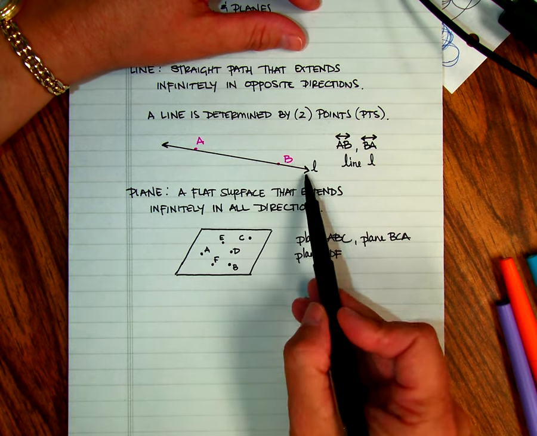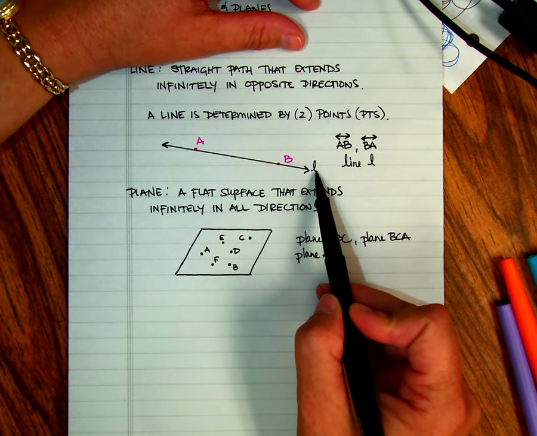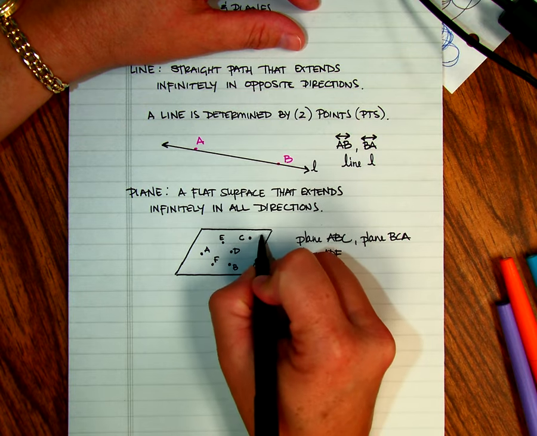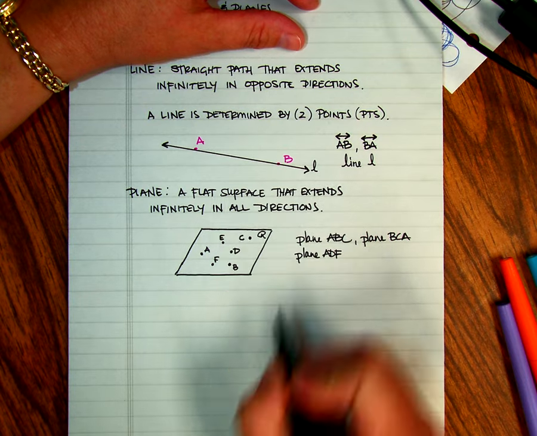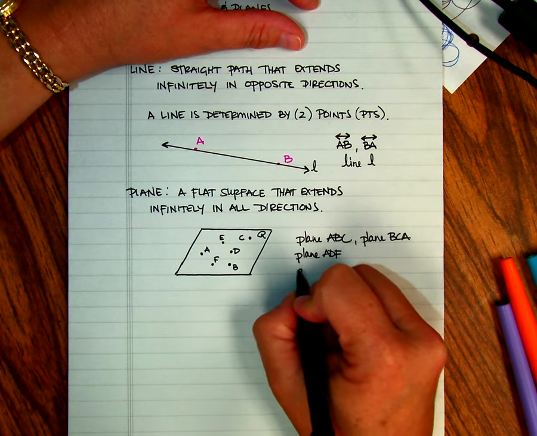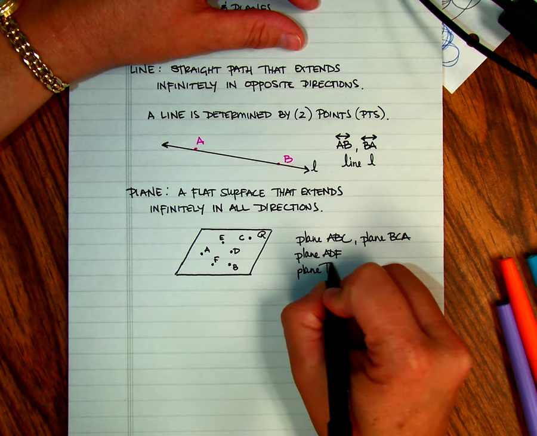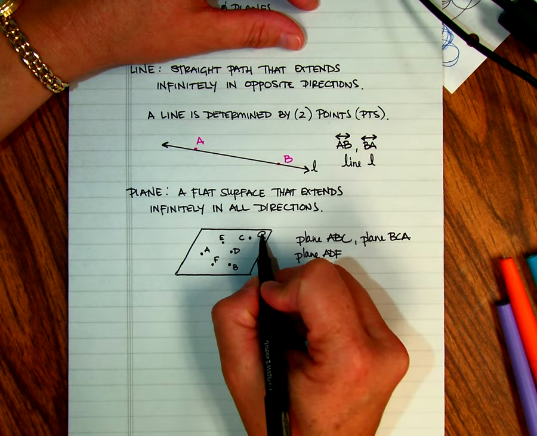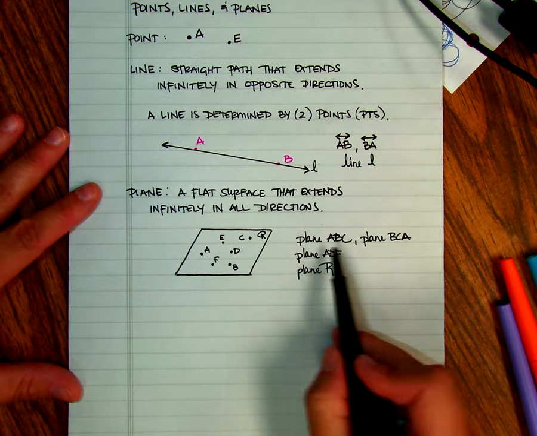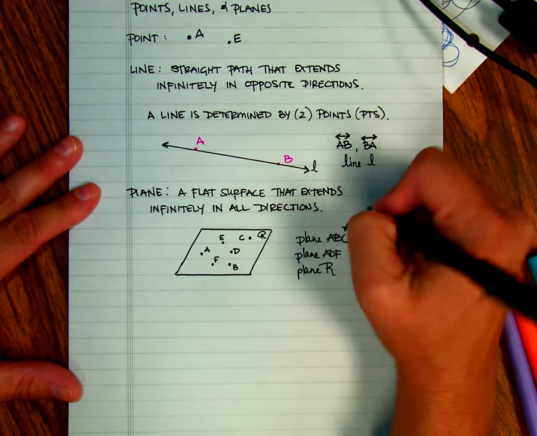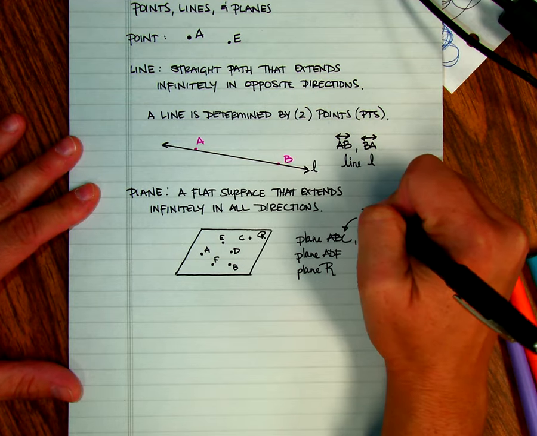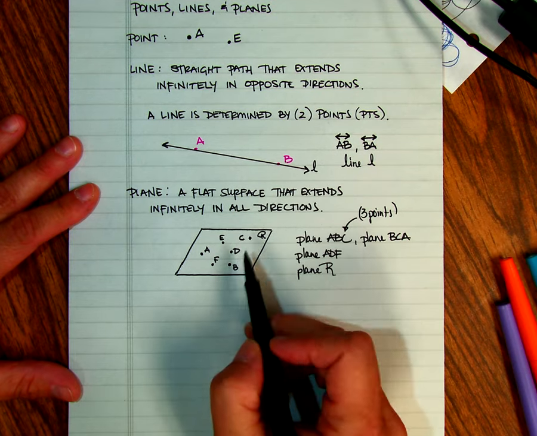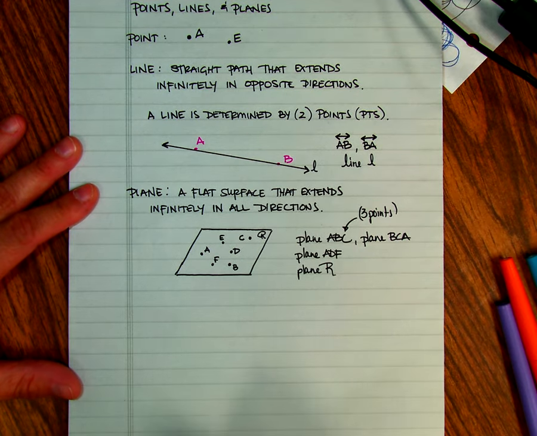Just like a line, when we have a lowercase cursive letter, in a plane sometimes you'll see a cursive capital. So I could say maybe this is plane R, because that is supposed to be a cursive R. You just can't see it very well. So you can label it with 3 points. Even though there are 6 points here, you still only pick 3 of them.